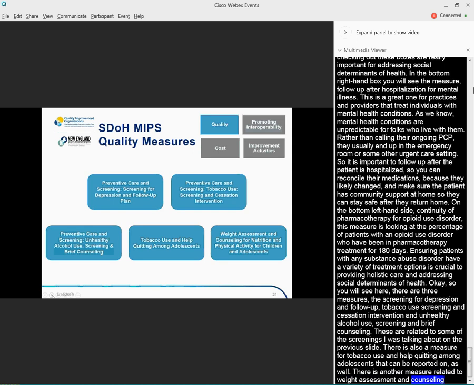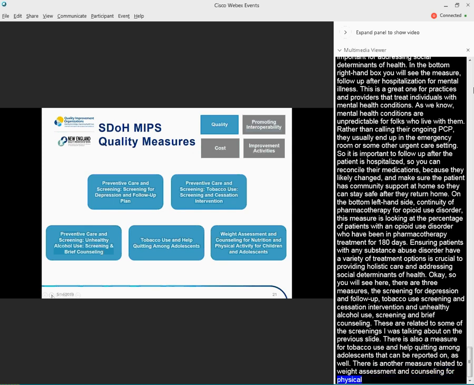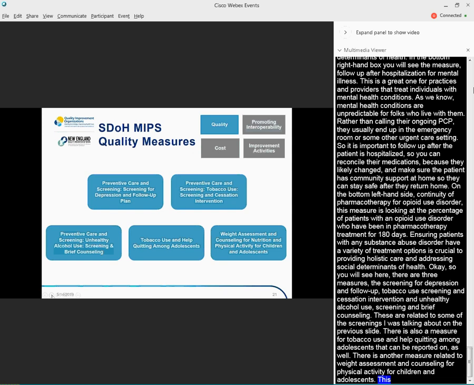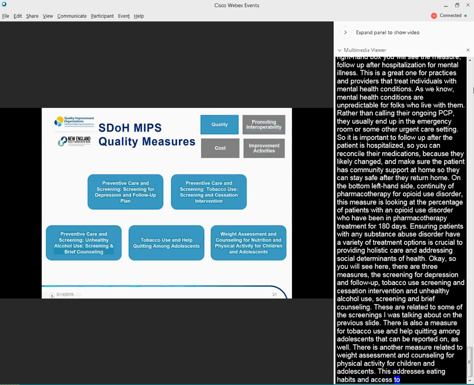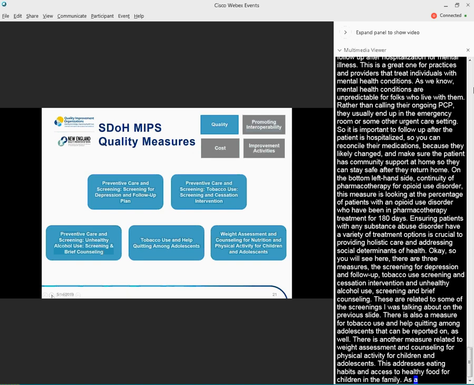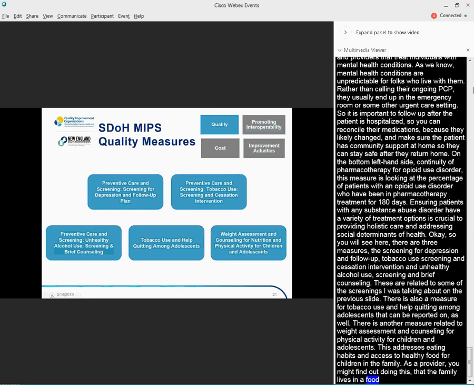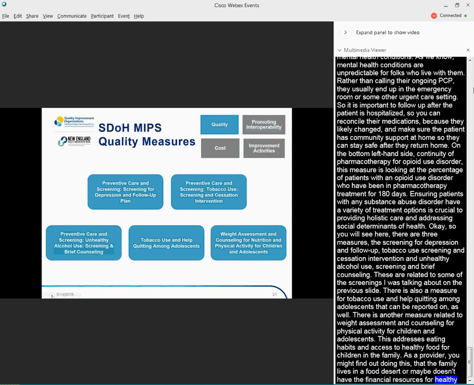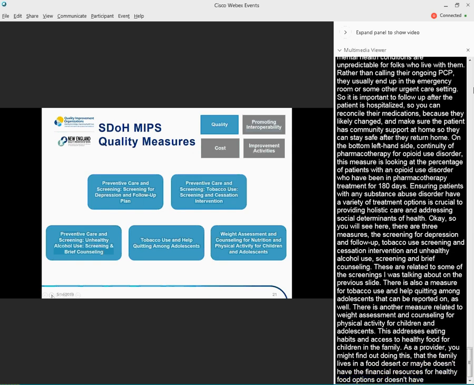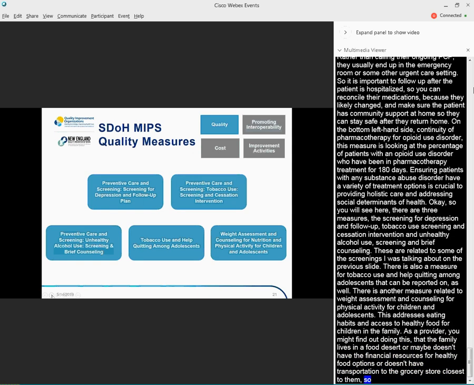So this addresses some eating habits and access to healthy food for children and their families. And as a provider, you might find out by doing this that the family lives in a food desert or maybe doesn't have the financial resources for healthy food options or doesn't have transportation to get to the grocery store that's closest to them. So this measure can help enlighten clinicians about the state of food insecurity in the family's home.